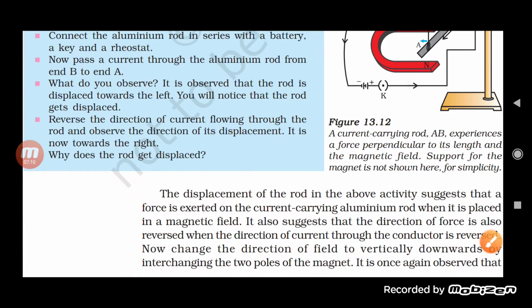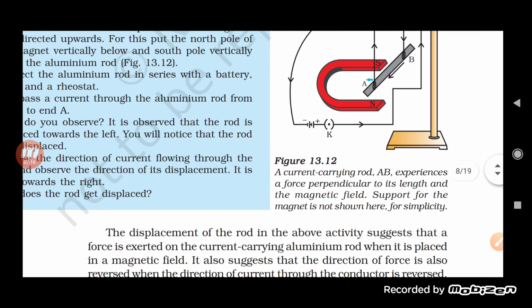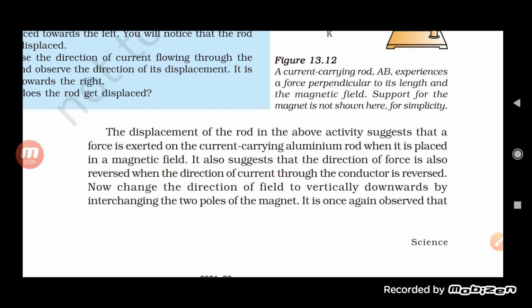So the question here is, why does the rod get displaced? I hope you have understood that when current flows through a current carrying conductor placed in a magnetic field, it gets displaced. The displacement of the rod is because a force is exerted on the current carrying aluminium rod when it is placed in a magnetic field. So it suggests that the direction of force is also reversed when the direction of the current through the conductor is reversed.